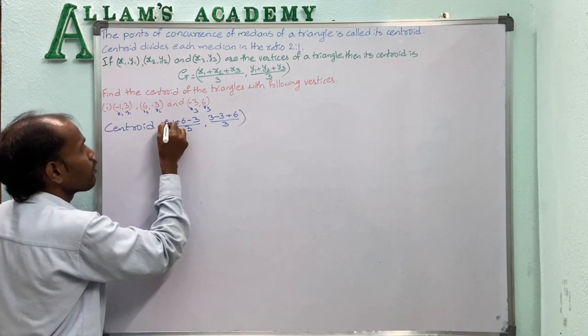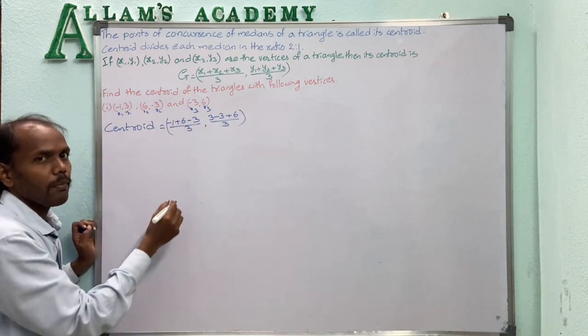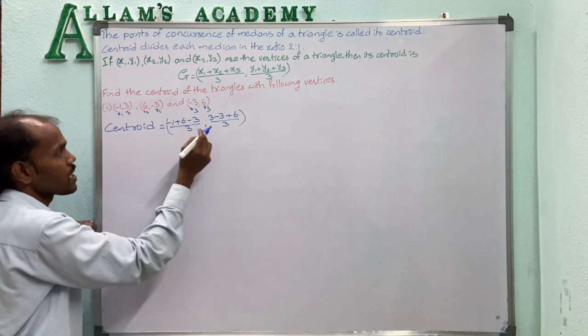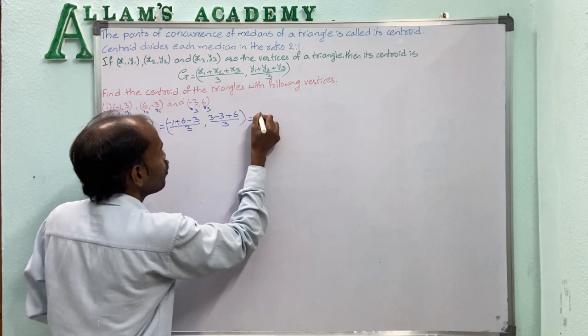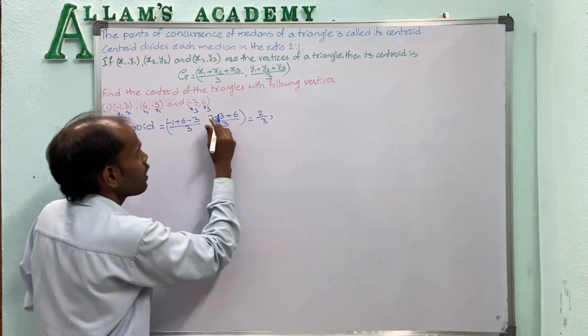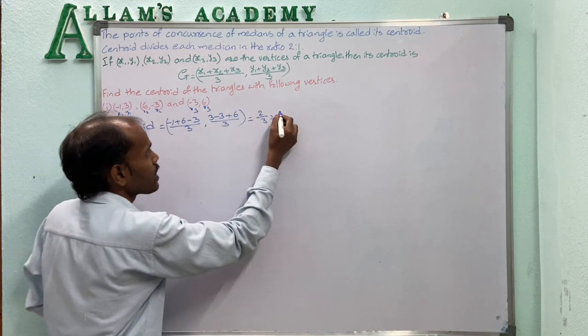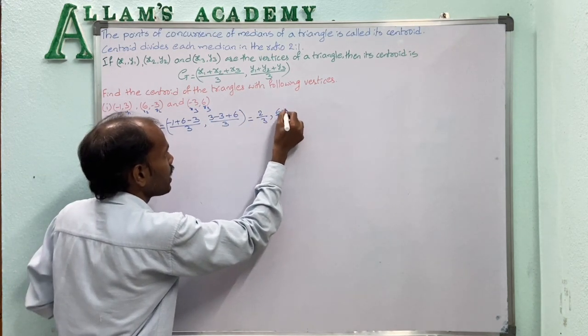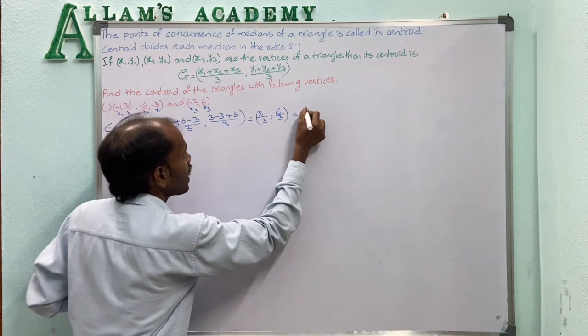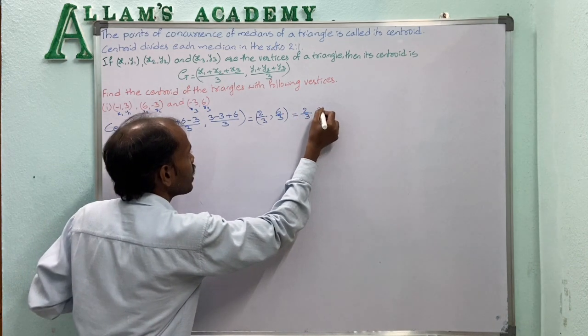Now minus 1 minus 3 is minus 4, and 6 minus 4 is 2 by 3. 3 minus 3 is 0, 0 plus 6 is 6, 6 by 3. So 2 by 3 comma 6 by 3 is 2.